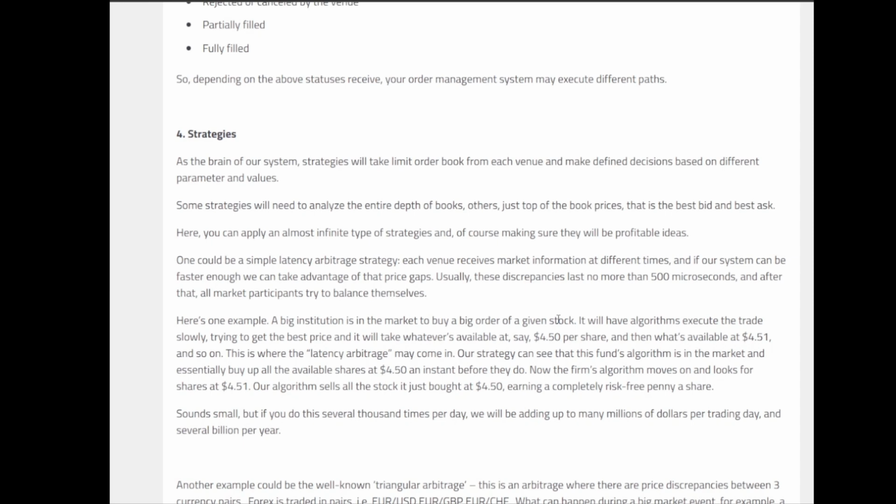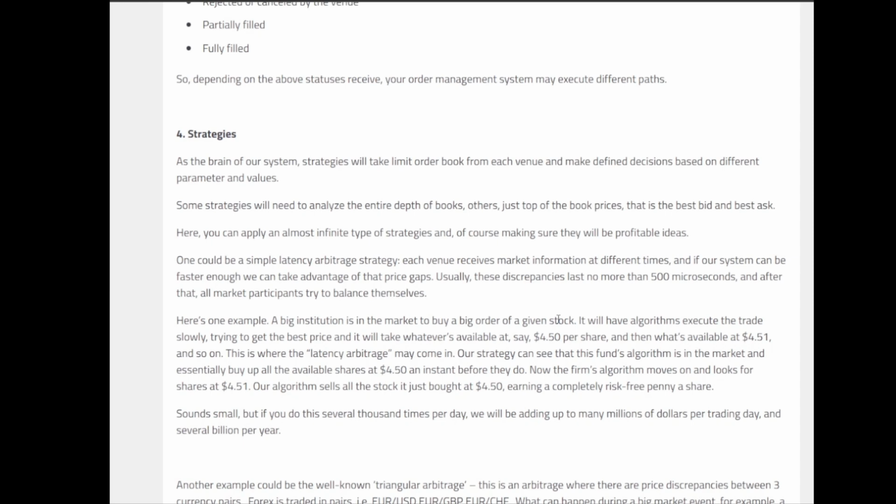Now there is some latency arbitrage that might come into place. When our strategy can see this fund's algorithm in the market, and they have placed the order for that particular thing, by the time their order reaches that market, I'll go to the market and buy maybe 100,000 or a million shares for $4.50, and my order would be placed before theirs.